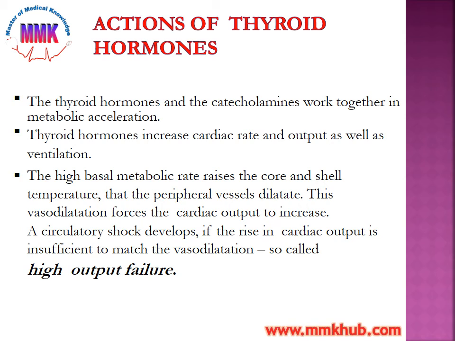Thyroid hormone increases the cardiac rate and cardiac output as well as the respiratory rate. It causes a high basal metabolic rate and peripheral vasodilatation. This vasodilatation forces the cardiac output to increase, and if the cardiac output is insufficient to match the vasodilation caused by the thyroid hormone, it can lead to a condition called high output cardiac failure.